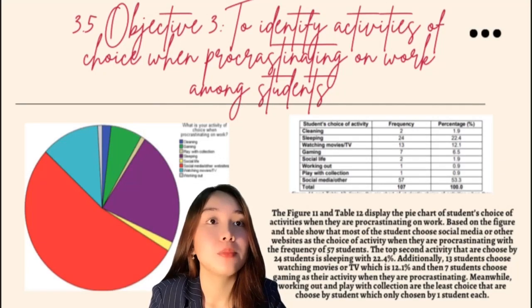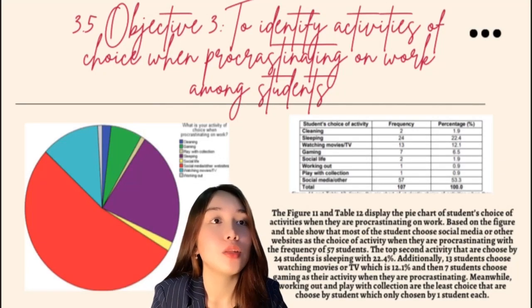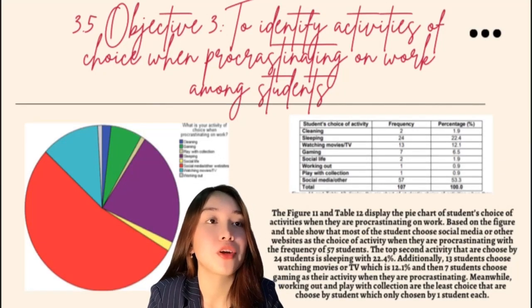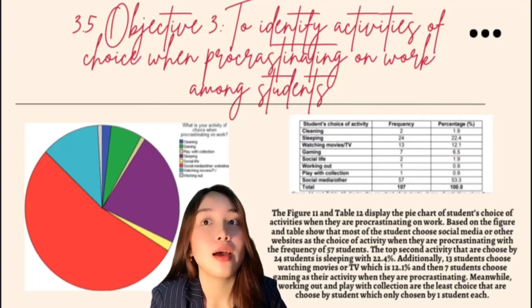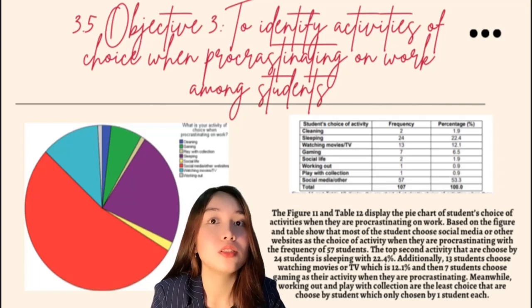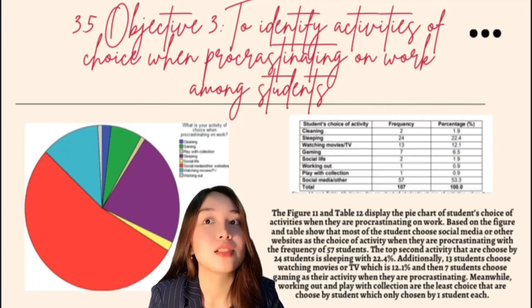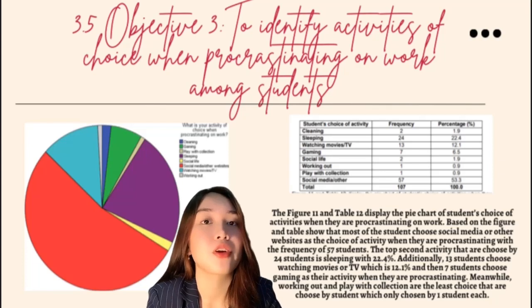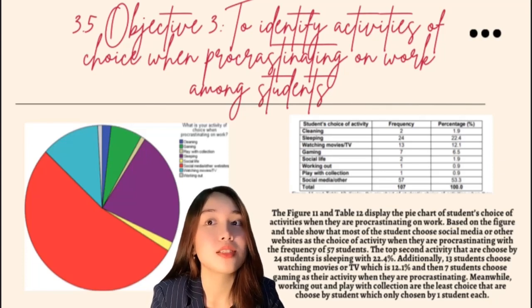On this next slide, I will be talking about Objective 3, which is to identify activities of choice when procrastinating on work among students. As you can see, Figure 11 and Table 12 display the pie chart of students' choice of activities when they are procrastinating on work. Based on the figure and table, most of the students choose social media or other websites as their choice of activity when they are procrastinating, with a frequency of 57 students.